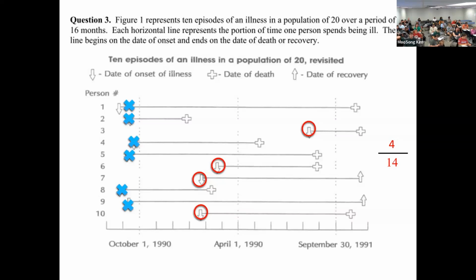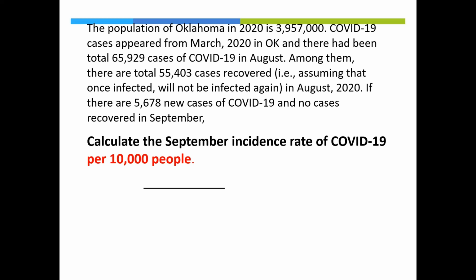Okay, so please work on the last 2 on the back page, okay? Let's work on it together quickly. Calculate September incidence rate of COVID-19 per 10,000 people. We can easily figure out the September new cases, right? What is the new case? September 5,678, right? So we can put 5,680. And then we need to figure out the number at risk in September. So total 3,957,000, right? In Oklahoma.